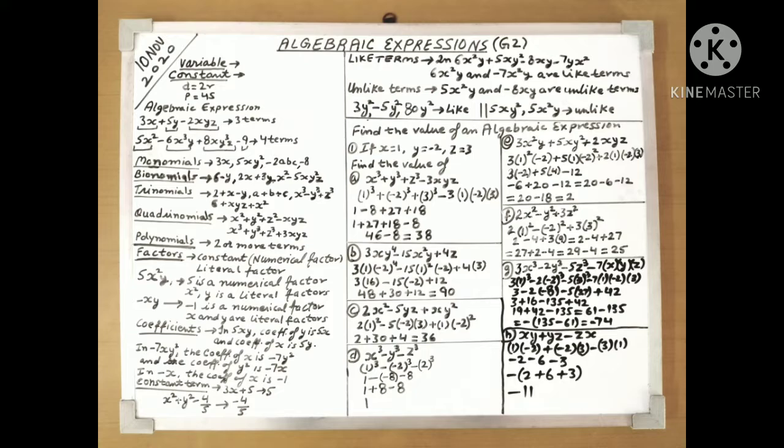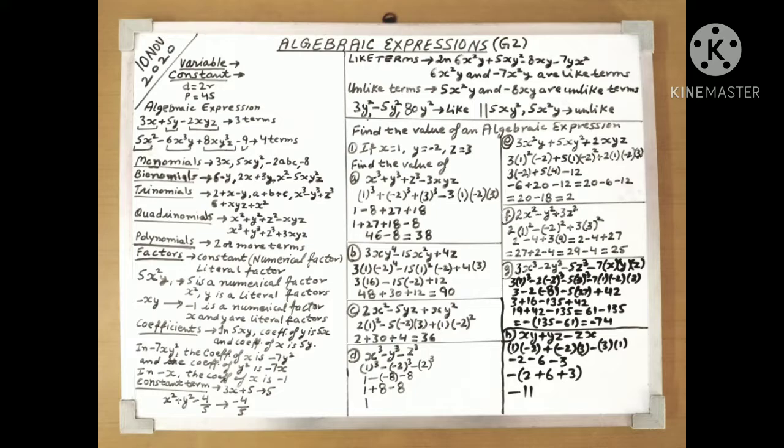38. Same way, if we have another expression 3xy power 4 minus 15x square y plus 4z, then again you can put the respective values of x is equal to 1, y is equal to minus 2, z is equal to 3 in the respective places, and you will get the answer when you solve it. Finally, we get the answer as 90.